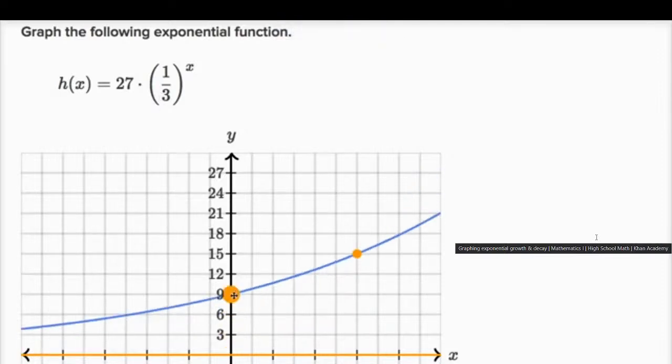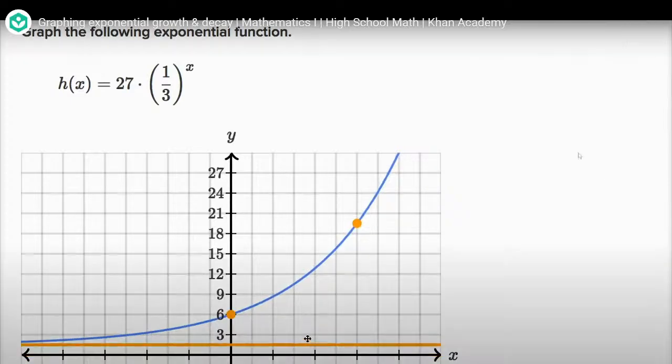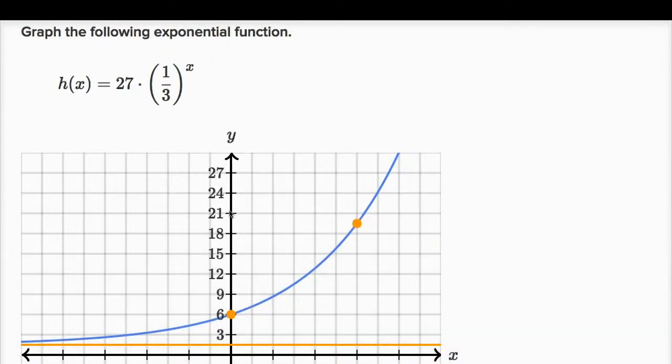And they give us this little graphing tool where we can define these 2 points, and we can also define a horizontal asymptote to construct our function. And these 3 things are enough to graph an exponential if we know that it is an exponential function. So let's think about it a little bit. The easiest thing I could think of is its initial value. Its initial value is going to be when x equals 0. When x equals 0, 1/3 to the 0 power is just 1. And so you're just left with 27 times 1, or just 27.